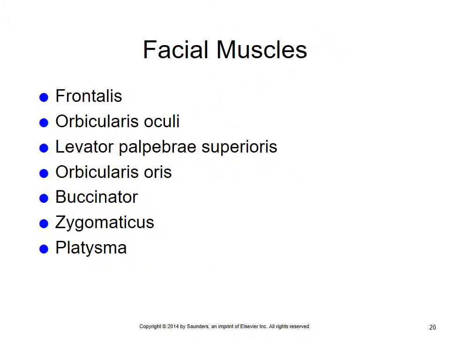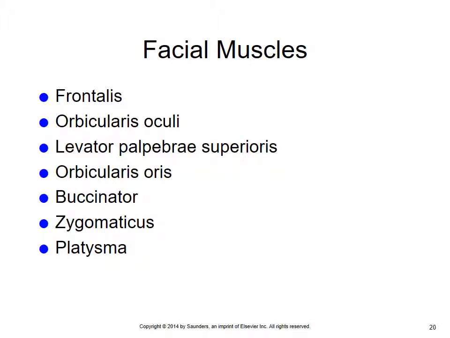Many facial muscles are inserted in soft tissue rather than bone. And why that is because muscles inserted into soft tissue allow our facial expressions, such as smiling and frowning, etc. The frontalis raises the eyebrows and wrinkles the forehead. The orbicularis oculi encircles and closes the eye and assists in winking, blinking, and squinting. The levator palpebrae superioris lifts the eyelid.